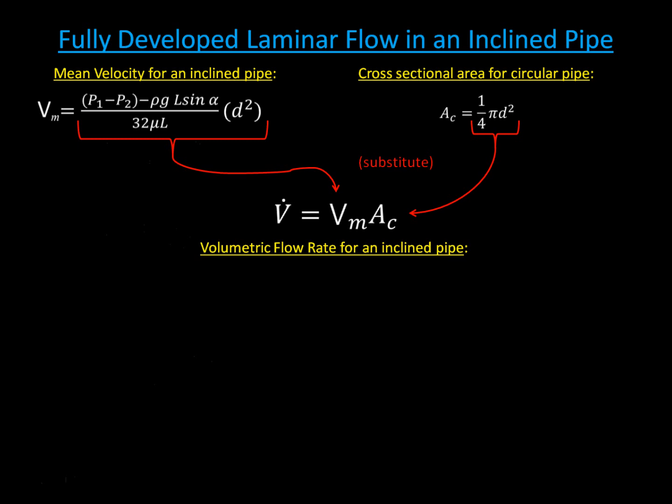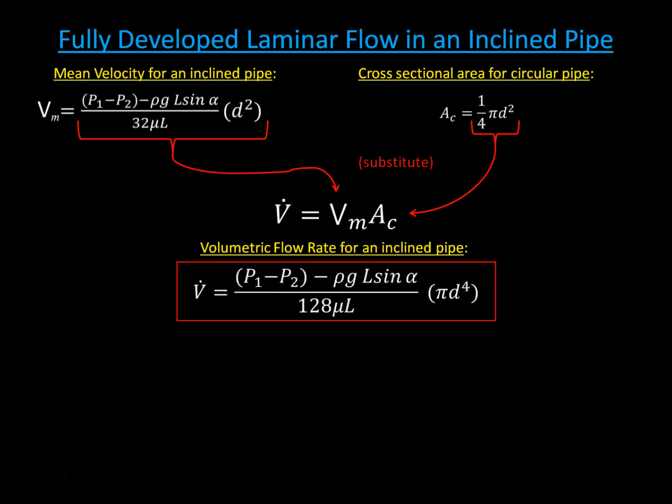The volumetric flow rate for an inclined pipe is equal to the pressure difference minus the density times acceleration of gravity times the length times the sine of alpha, or the inclined angle of the pipe, divided by 128 times the dynamic viscosity times the length times pi times the diameter to the fourth power. And you can see that just by substituting those equations, the mean velocity and the cross-section area of a circular pipe, and just doing the algebra, distributing the terms, that's what I get.